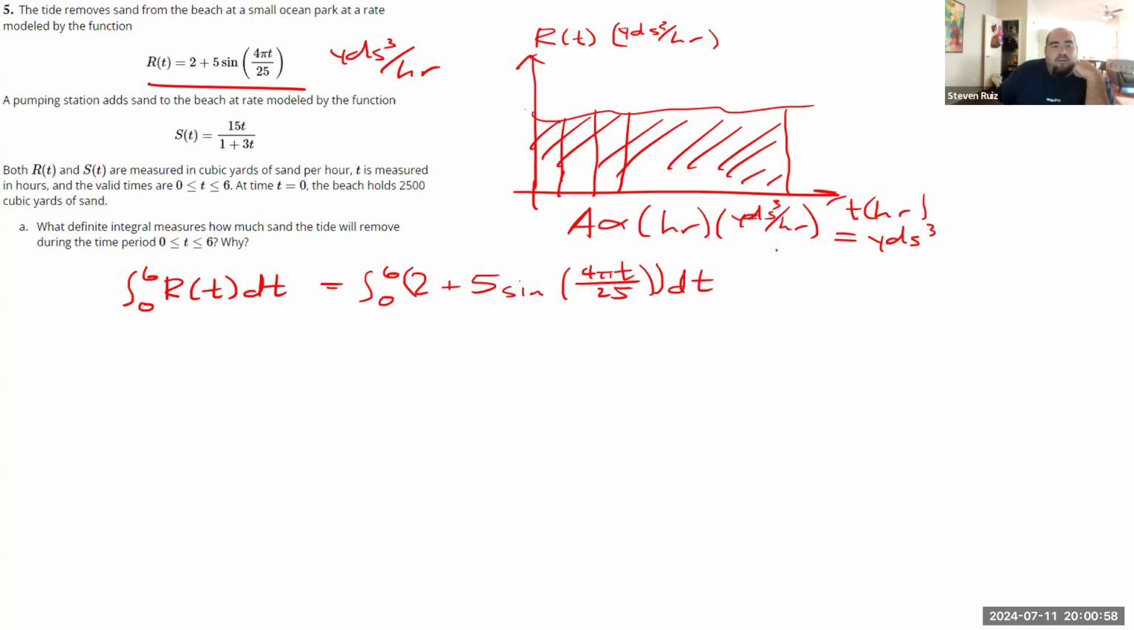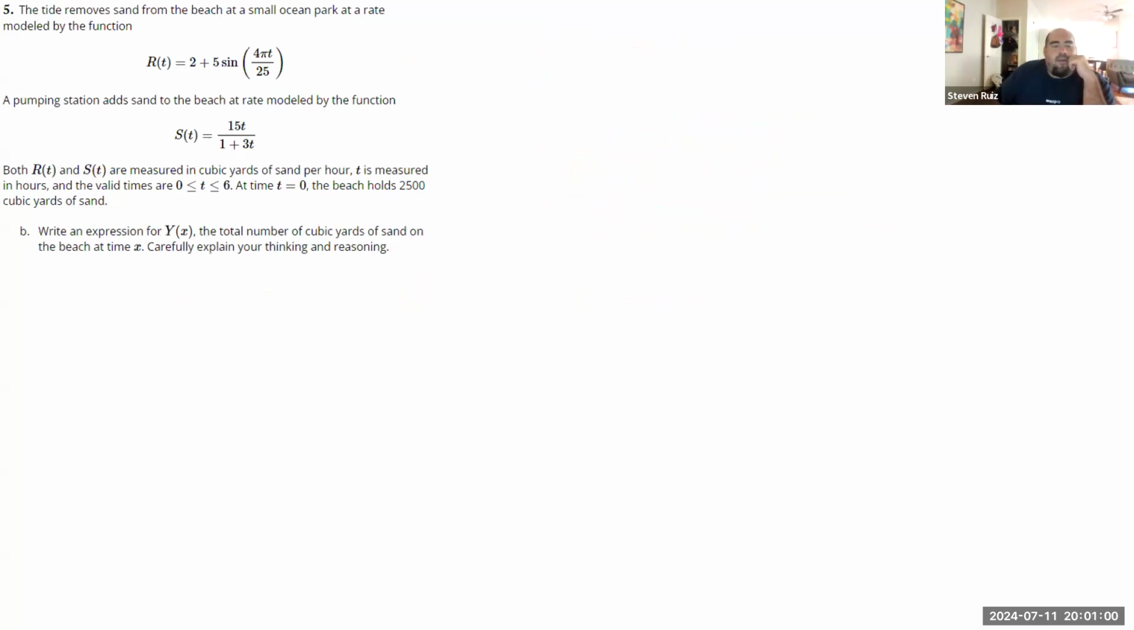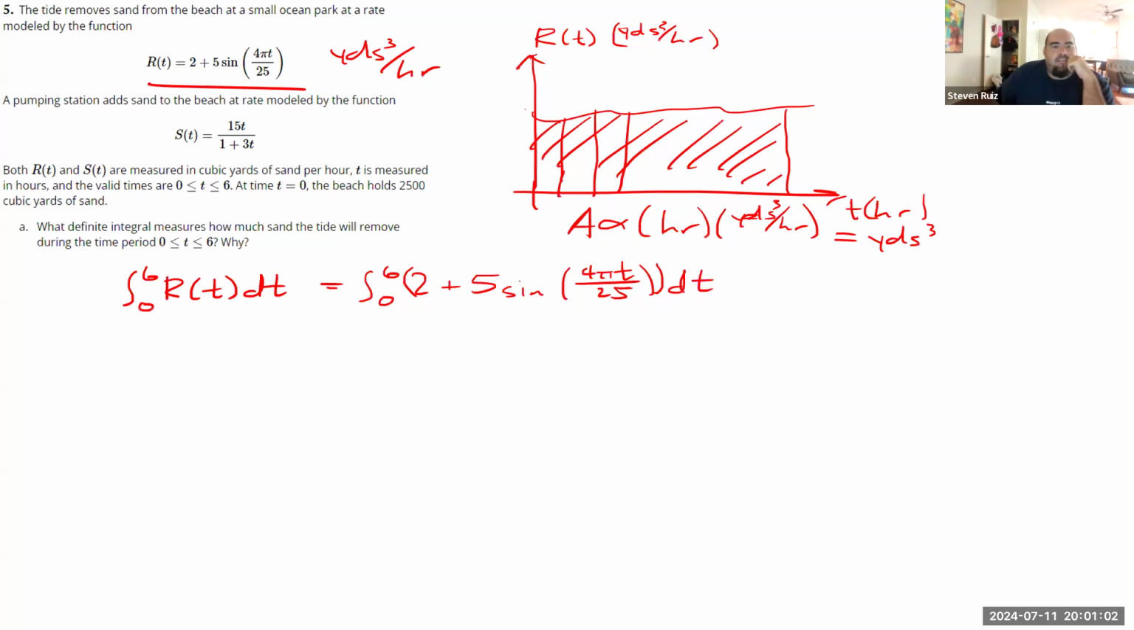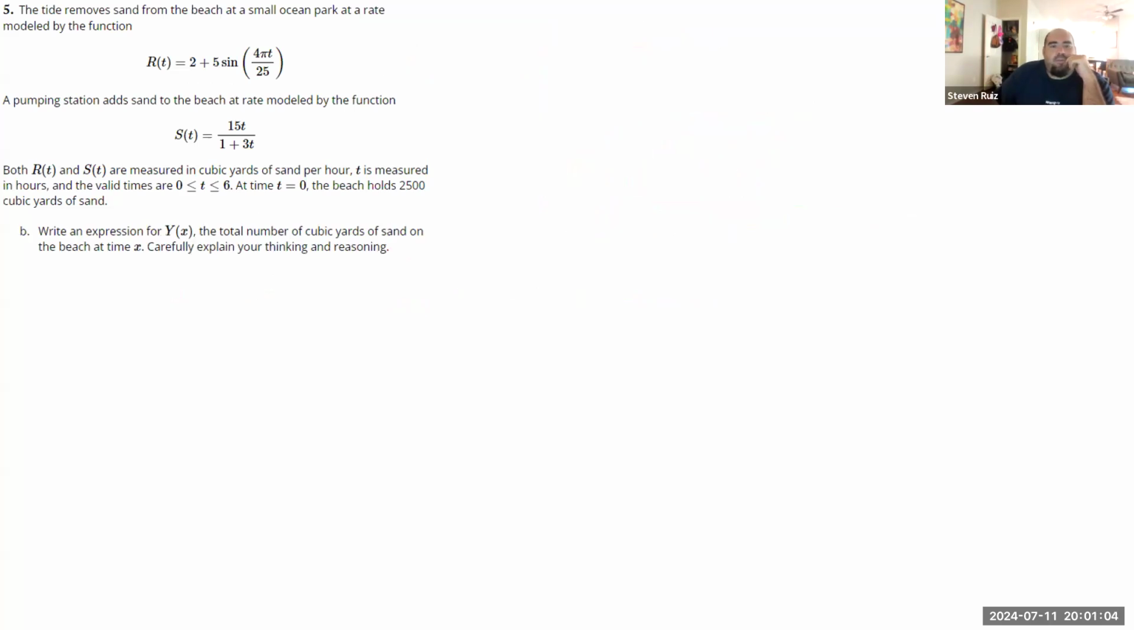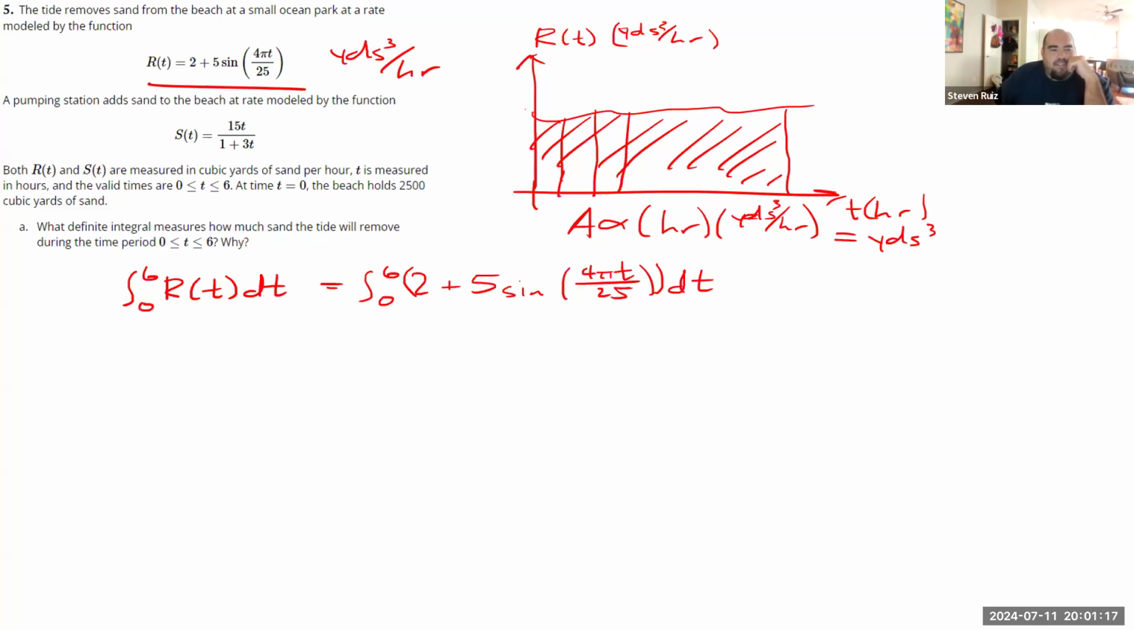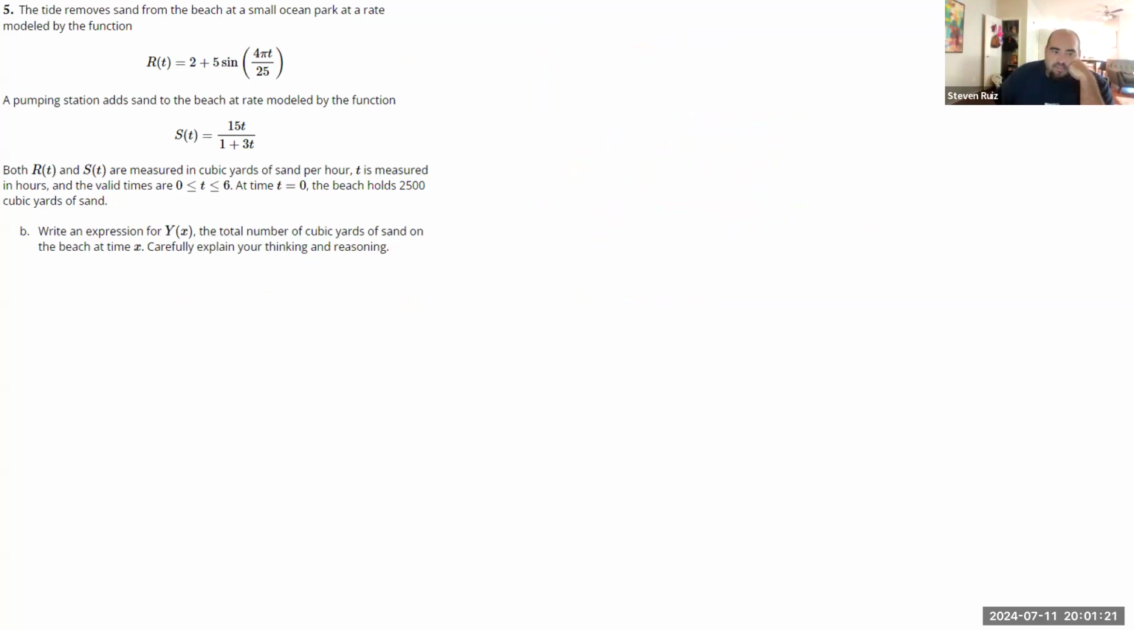All right, so moving on to part B. Write an expression for y of x, the total number of cubic yards of sand on the beach at time x. So this might sound like, actually, no, I was going to make an assumption, but let's not do that. Write an expression for y of x, the total number of cubic yards of sand on the beach at time x.